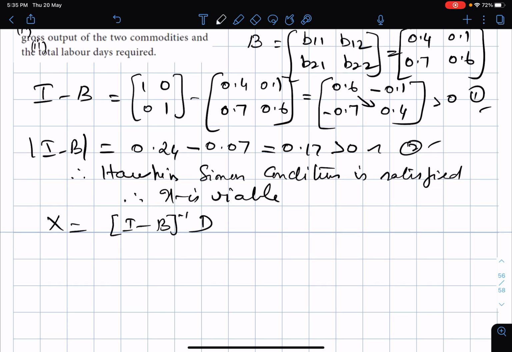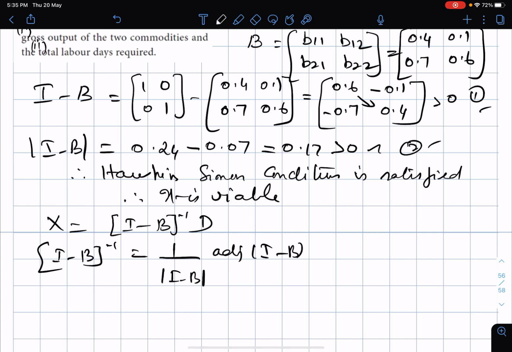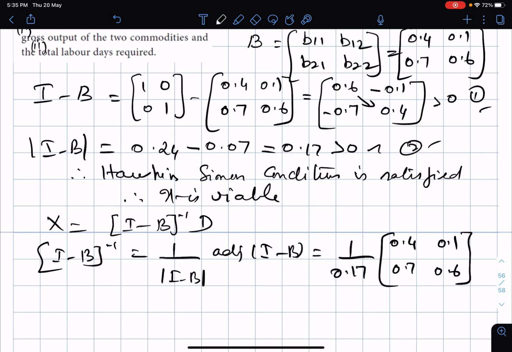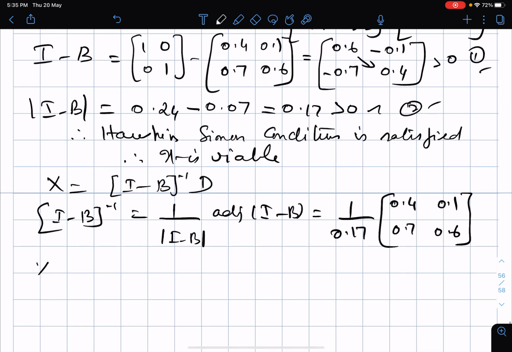Now we have to find I minus B the whole inverse. What is our whole inverse? 1 by determinant of I minus B into adjoint of I minus B. This you can write directly: 1 by 0.17, inverting this 0.4, 0.6 and changing the sign, you get this. Now solution into D.